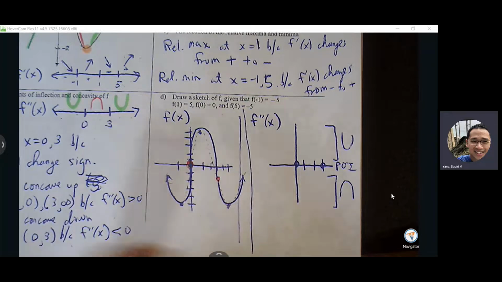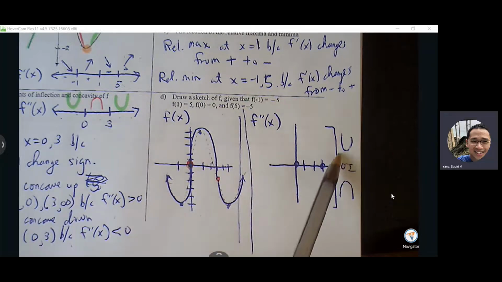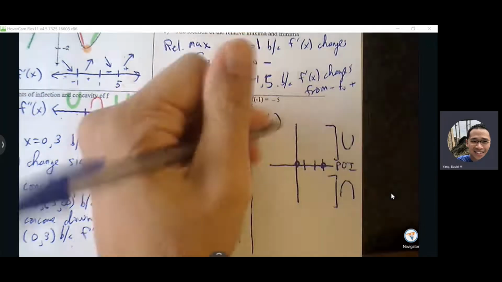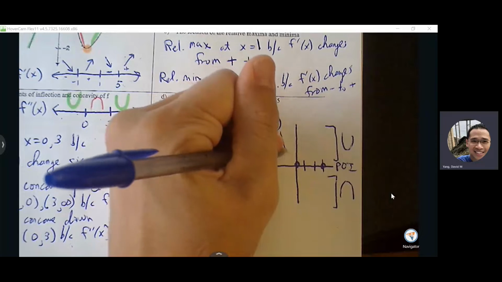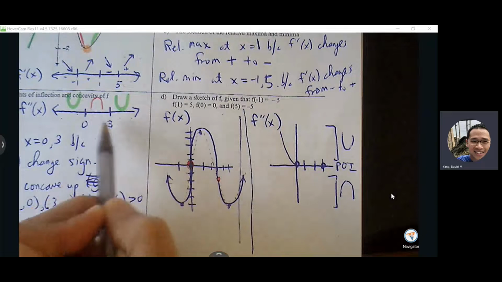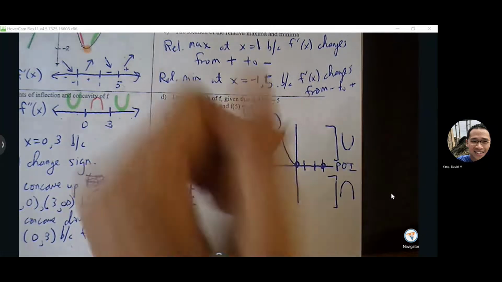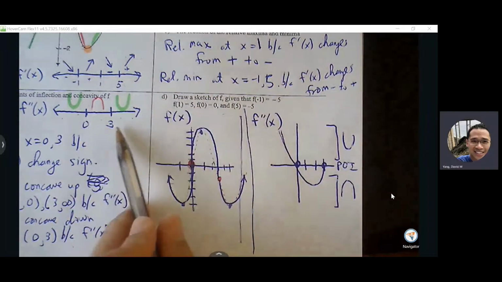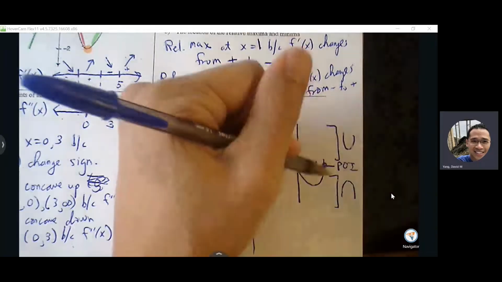So we want the graph to live above the x-axis, but it has to come down to this point because we've already established that point there. So make our graph look like this. Between 0 and 3, below the x-axis. And to the right of 3, above the x-axis. Concave up.